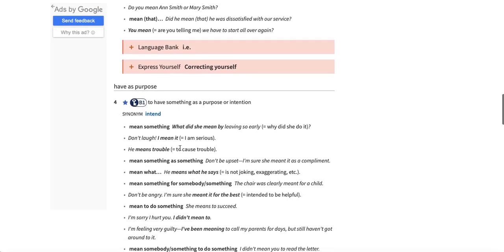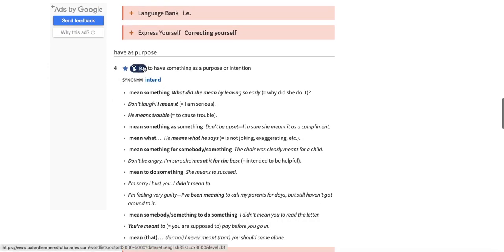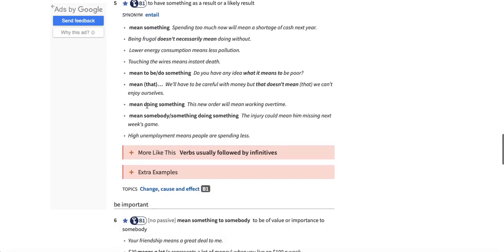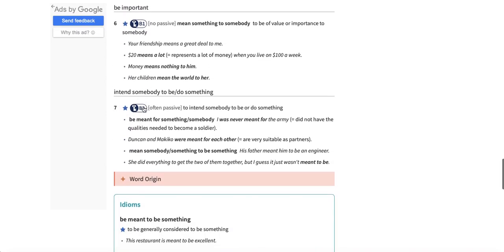Next, moving on, you can see that it also belongs to B1 level. For example, he means trouble, in the case he causes trouble. Next, here you can find also B2 level, like in a sentence, I was never meant for the army. So in this case, mean has the meaning of intentions to do something in the future.